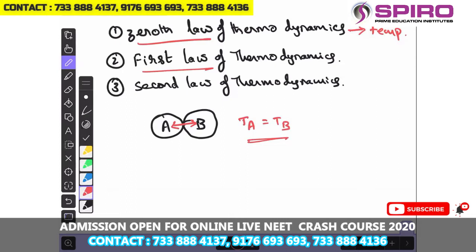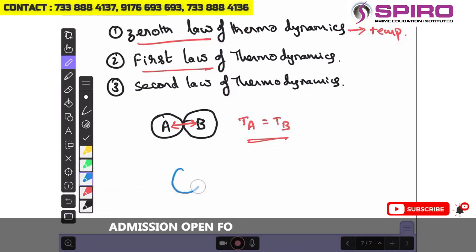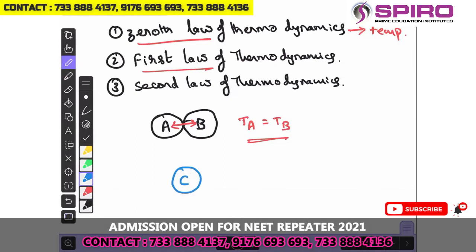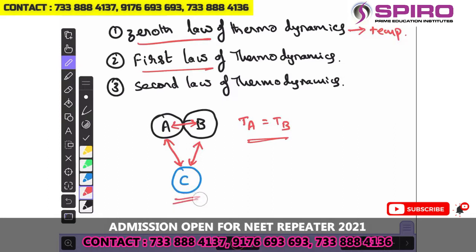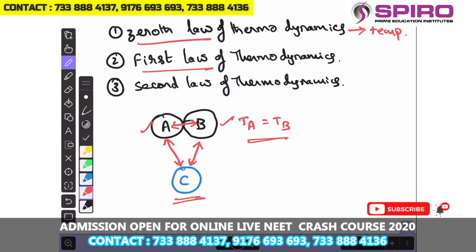For example, if we take some third system C, and if this third system C is in thermodynamic equilibrium with A and with B separately, then A and B are said to be in thermodynamic equilibrium. That is the zeroth law of thermodynamics. What zeroth law says is: if any system C is in thermal equilibrium with A and B, two different systems separately, then the two systems A and B are said to be in thermodynamic equilibrium. This is the statement of the zeroth law.